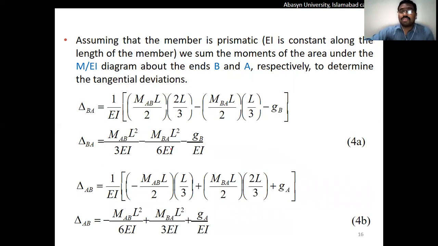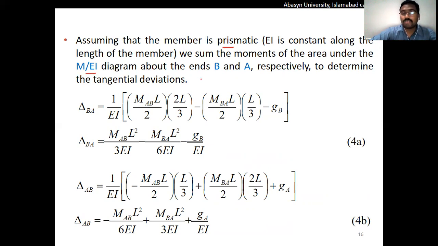Assuming that we have a prismatic member. Prismatic members means we have a constant elasticity and inertia along the length of the member. We do not consider a simple rectangular frame member. That member is not tapered, its elasticity remains the same, and there is no change in the cross section of the member.